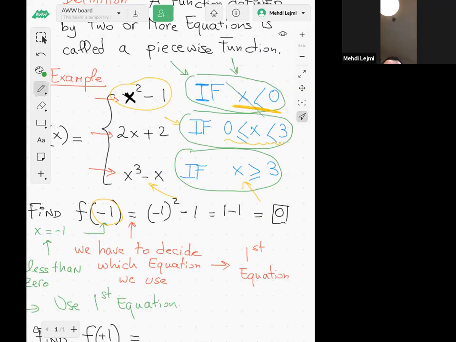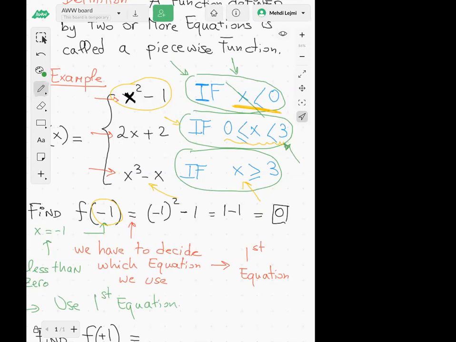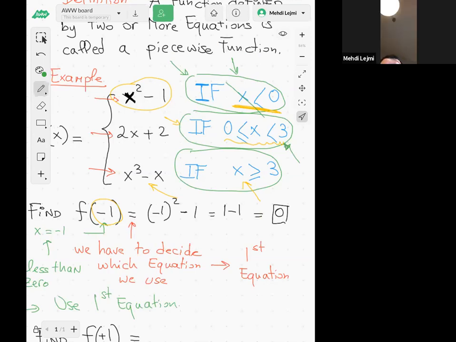The second equation, well, if your x is between 0 and 3, and yes, my x is between 0 and 3. +1 is between 0 and 3. So I have to use the second one. And of course, you cannot use the third one because in the third one, your input x should be larger than 3, and my input is 1, so it's not larger than 3, so I cannot use the third. So the equation I have to use is the second one.